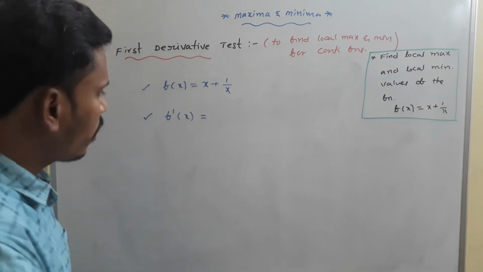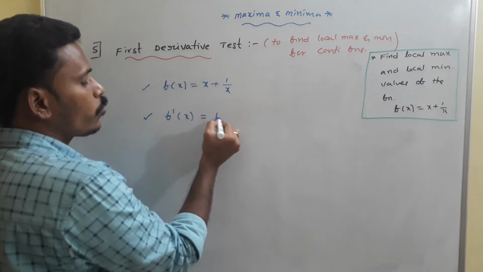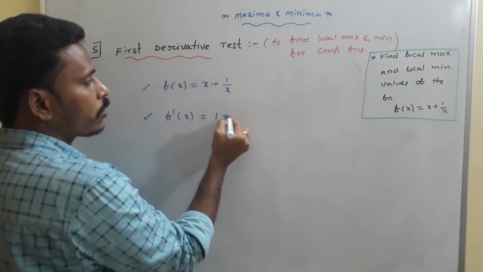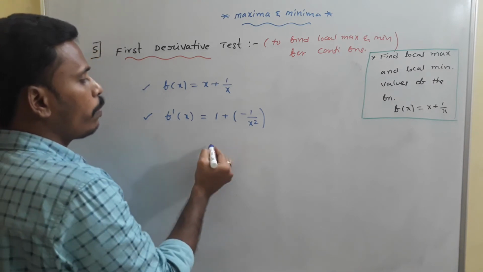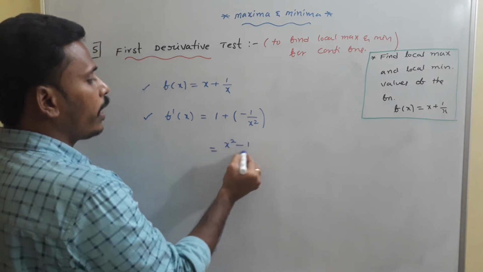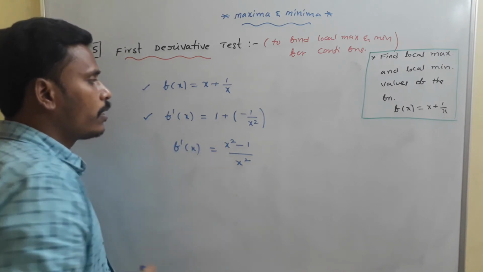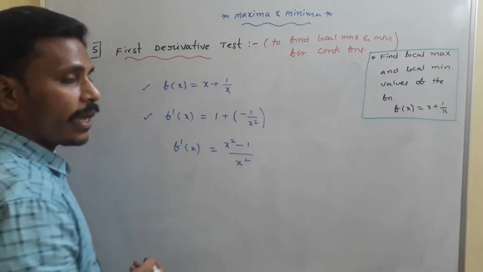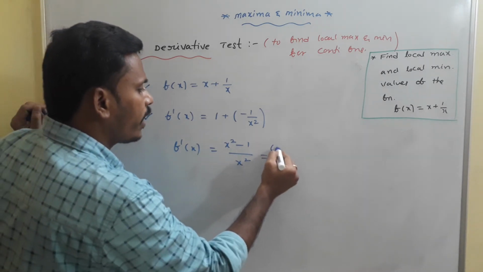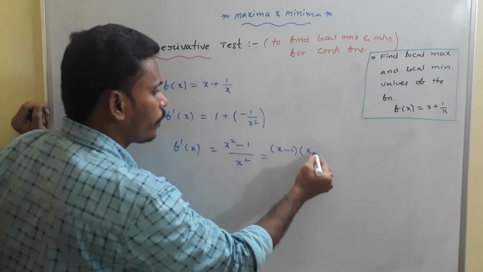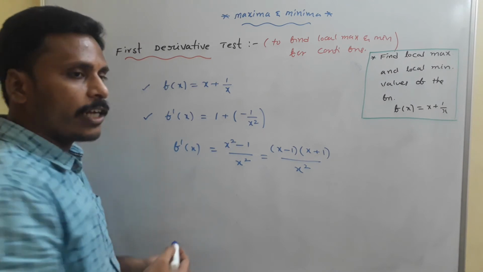f dash of x, the derivative of x plus 1 by x. For x it is 1, for 1 by x it is minus 1 by x square, so 1 minus 1 by x square. If you simplify, this is x square minus 1 by x square. This is f dash of x. I can rewrite it as x minus 1 into x plus 1 divided by x square, and this is f dash of x.